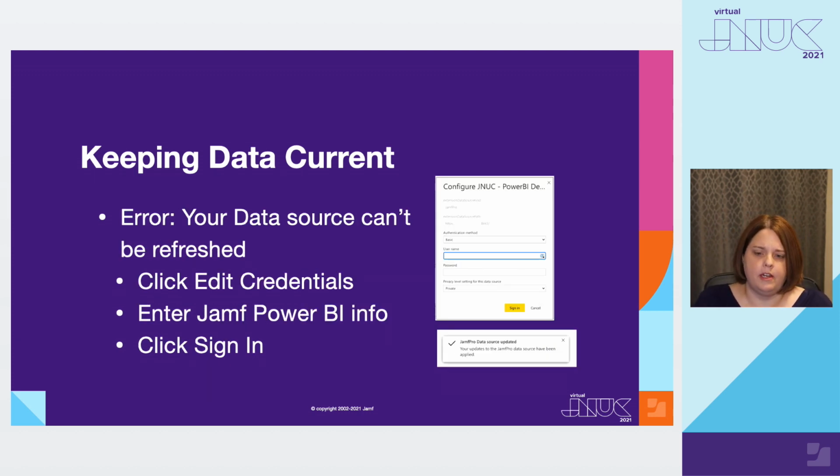The very first thing that you're going to see when you sign into that is that your data source can't be refreshed. It's a big yellow box. It's hard to miss. You'll click edit credentials, and then this is where you're going to put in your Power BI information, that is, the account for your Jamf instance in here. And then you'll go ahead and click sign in. As soon as you do that, hopefully you'll see the message in the lower right that says, yep, I got all my source data updated. Everything's cool.